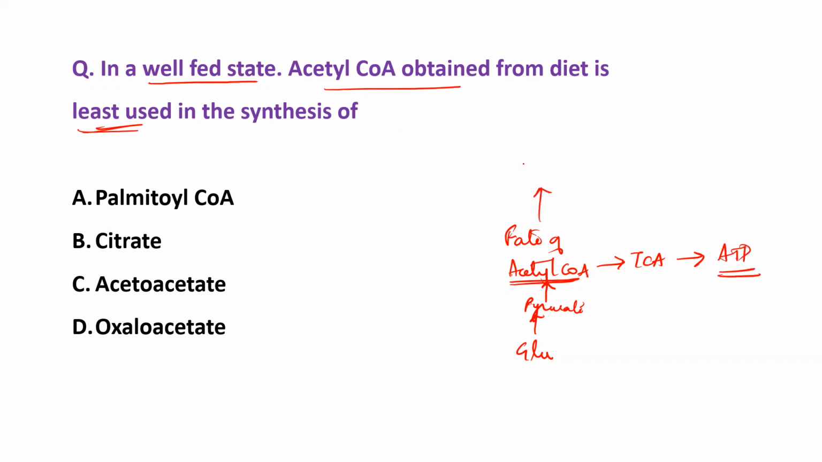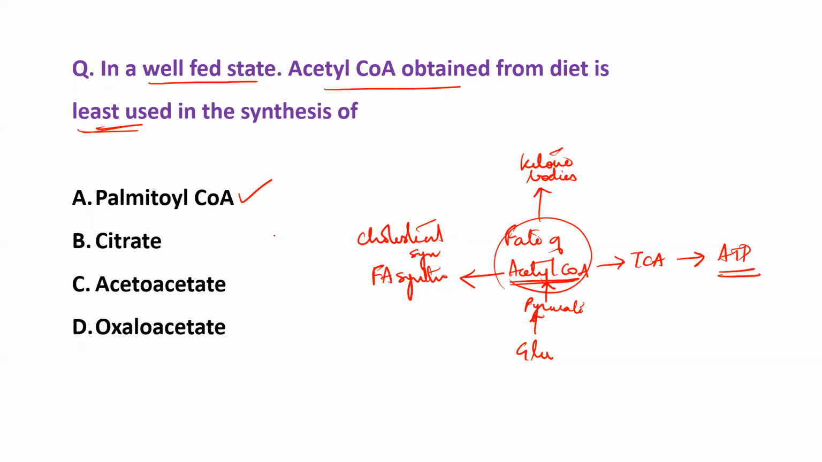Similarly, in a starving state, what can happen? It can form ketone bodies. As well as in the well-fed state, it can also form fatty acid synthesis and cholesterol synthesis. The starting material is acetyl-CoA for fatty acid synthesis and cholesterol synthesis. In these options, palmitoyl-CoA is a fatty acyl-CoA, so acetyl-CoA is used in fatty acid synthesis. In a well-fed state, excess acetyl-CoA can enter into fatty acid synthesis.